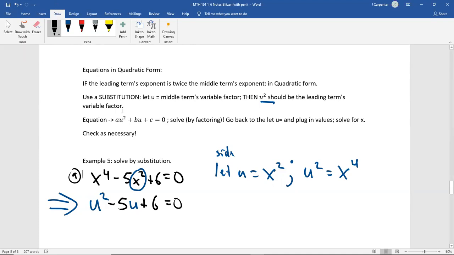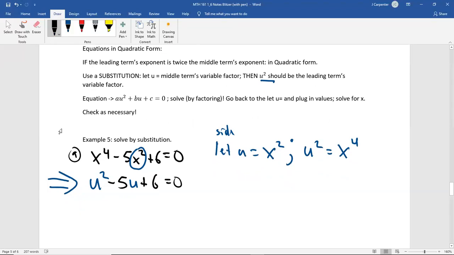We have changed variables. We've changed dimensions, as some people like to say in fancy language. I'm just going to rewrite this so it's all in one color. U squared minus 5u plus 6 equals 0. What do we do next? After we got this in u squareds, we solve by factoring. I have promised you in this course these will be factorable.